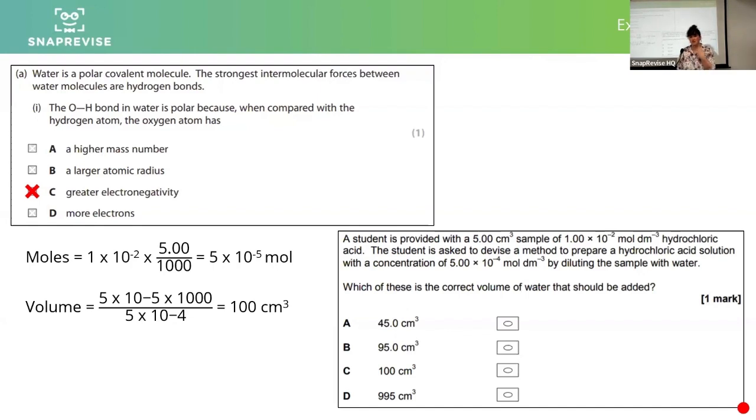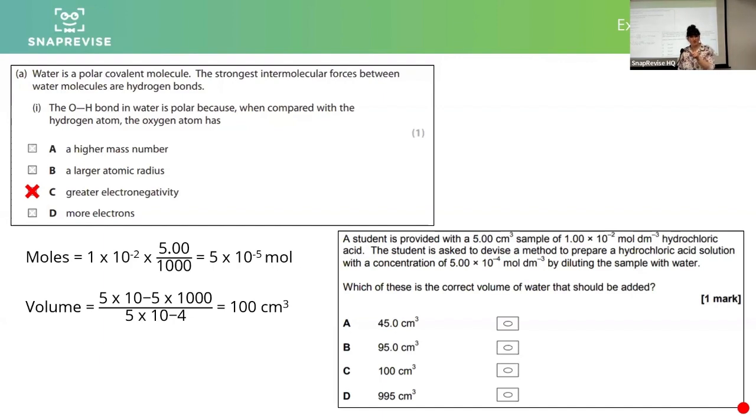This is when you're doing a dilution of a solution. If you haven't changed the moles or the molar amount, then you have a lovely ratio of the initial concentration times the initial volume, which is equal to the moles, is also therefore equal to the final concentration times the final volume. So if we arrange that to find the final volume, our final volume is 100 centimeters cubed.